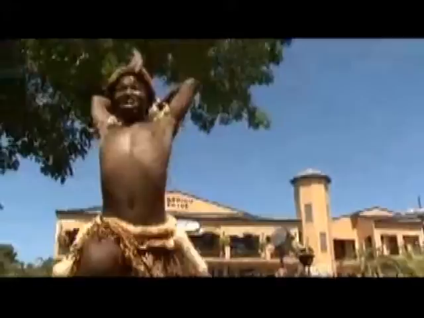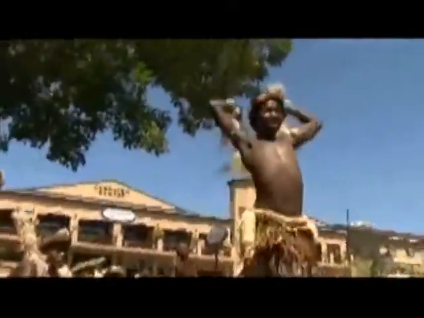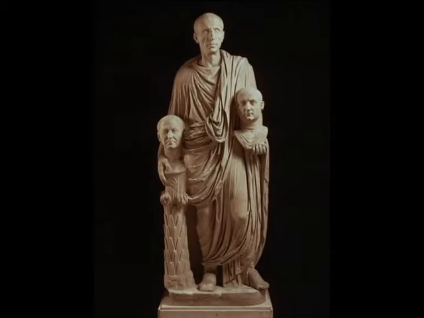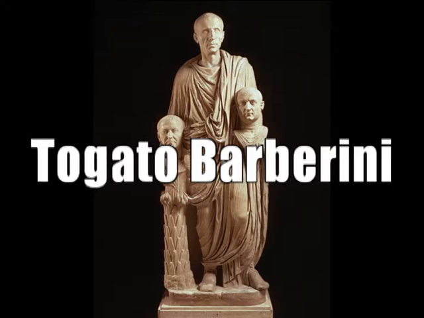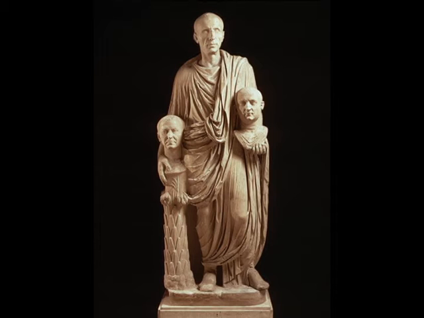A clan is a group of people joined together by blood or marriage ties. Sizes of clans vary. Clan history is very valued and respected within clans, and they use art to honor their ancestors. An example of this is the ancient Roman statue of Togato Barberini. The statue was made for worship and to glorify the ancestry of that clan.